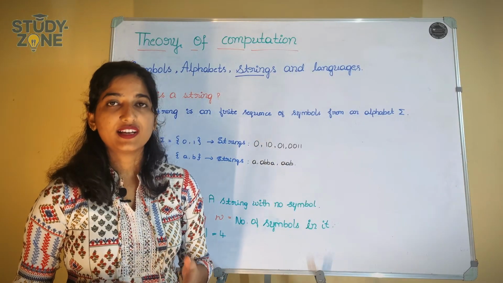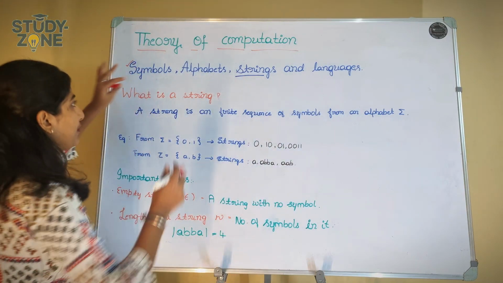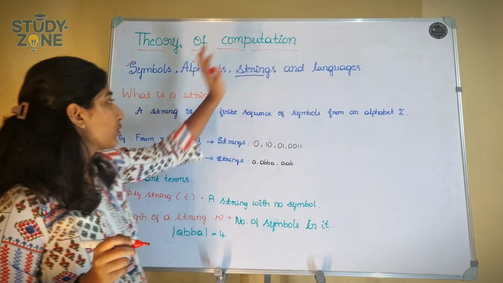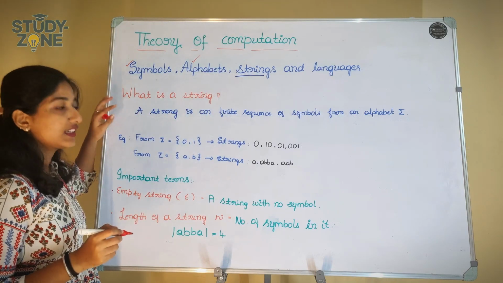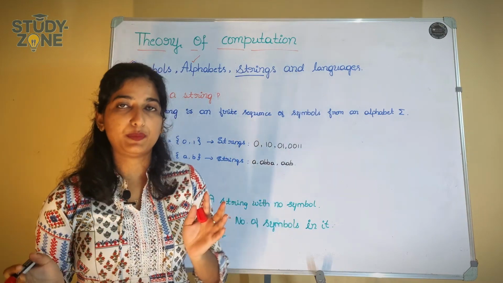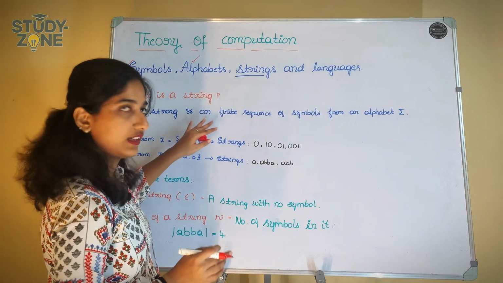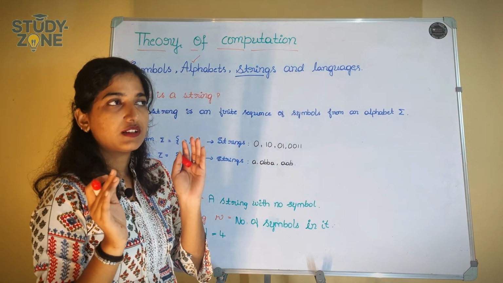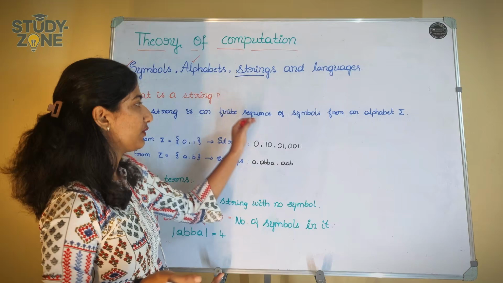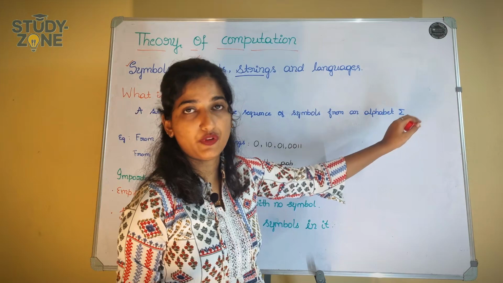Okay students, now we are done with symbols and alphabets. Now we are moving to strings. So what is a string? A string is a finite sequence of symbols from an alphabet, that is sigma. Finite means a countable number of terms. So it is a finite sequence of symbols formed by an alphabet sigma.